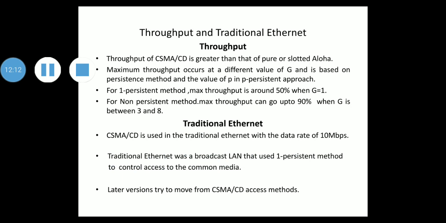Next, throughput. Here we are going to discuss throughput and traditional Ethernet. First we will discuss throughput. The throughput of CSMA CD is greater than that of pure or slotted Aloha. The maximum throughput occurs at a different value of G and is based on the persistence method and the value of p in the p-persistence approach. For the one persistent method, the maximum throughput is around 50% when G equals 1.